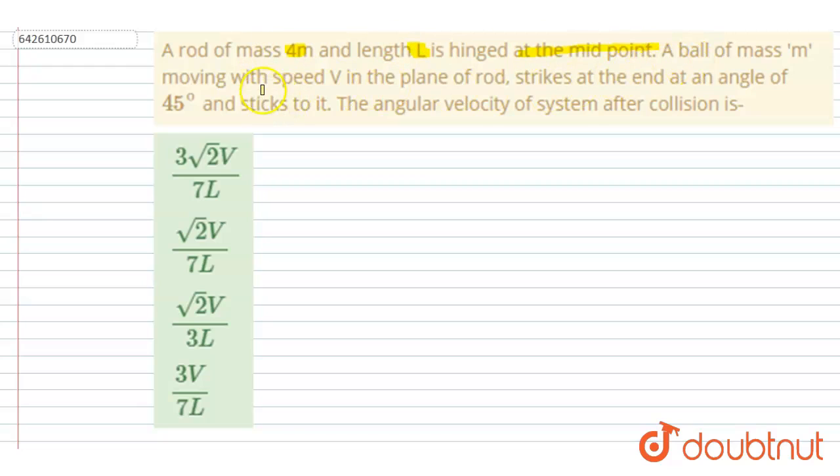A rod of mass 4m and length L is hinged at the midpoint. A ball of mass m moving with velocity v in the plane of the rod strikes at the end at an angle 45 degree and sticks to it. Find the angular velocity of the system after the collision.